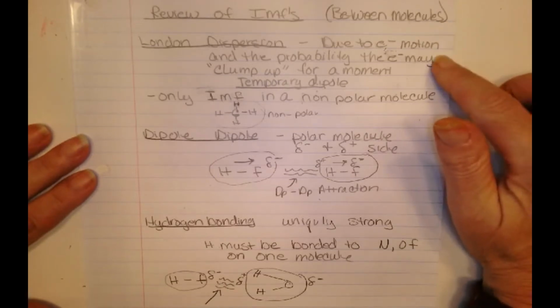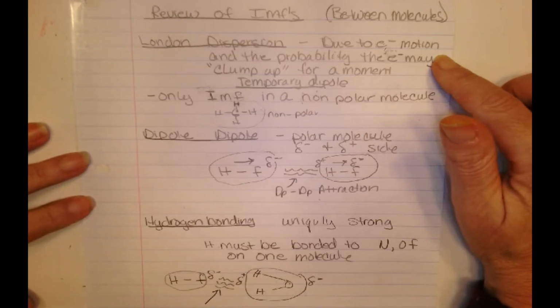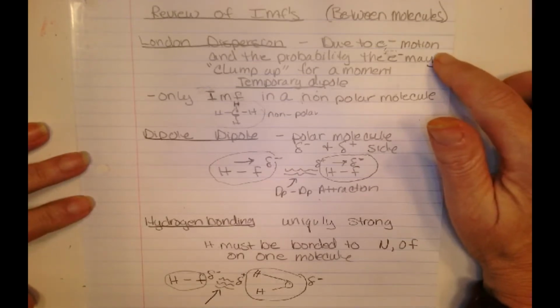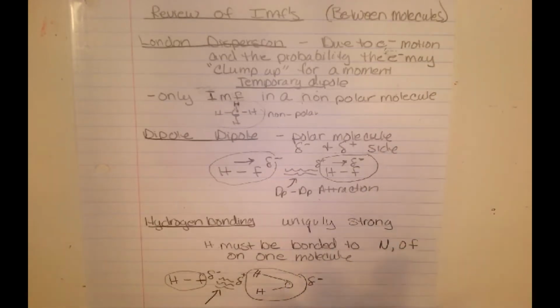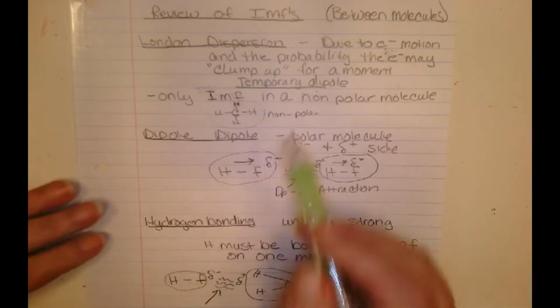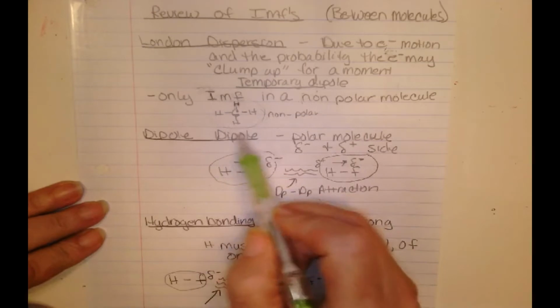So our first force, and if we're comparing in the same molecule, this would be considered the weakest force, is London dispersion. This is due to the electron motion and the probability that those electrons may clump up for just a moment, creating a temporary dipole. Okay, this is in all substances. However, it is the only intermolecular force in a nonpolar molecule because there would be no poles.